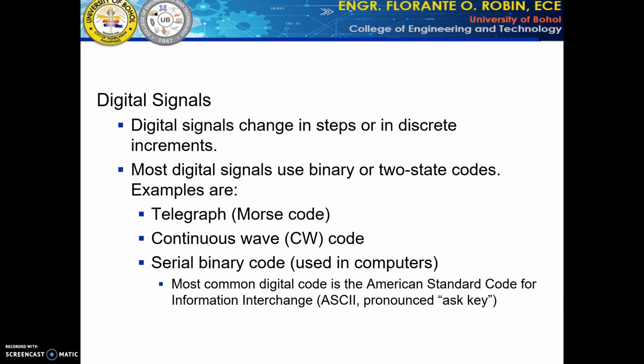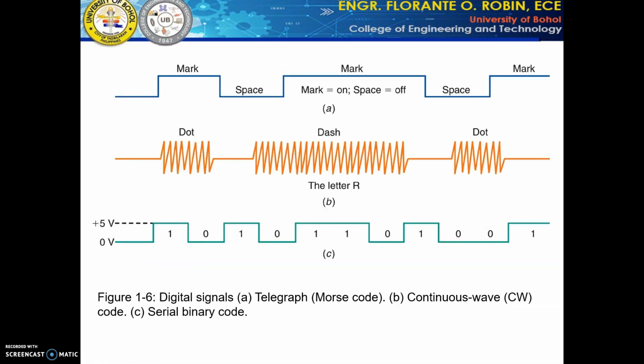Then we have continuous wave code. Then also have serial binary code. Now the serial binary code is used in computers. So these are series of zeros and ones. So if you are familiar with Matrix movie, no? So mo siya, serial binary code. We have here. So Morse code, we have mark space signal, no? So two states lang, either high or low, mark space.